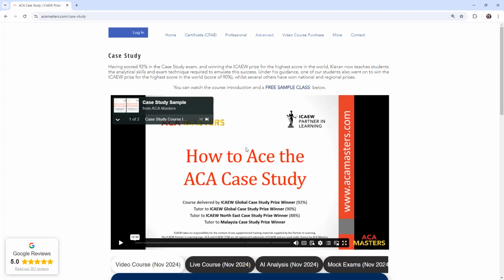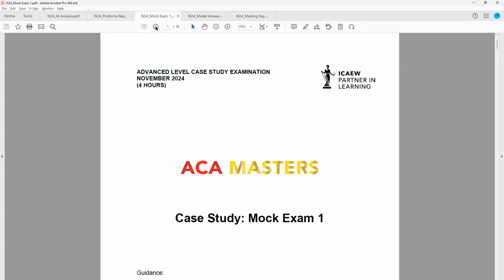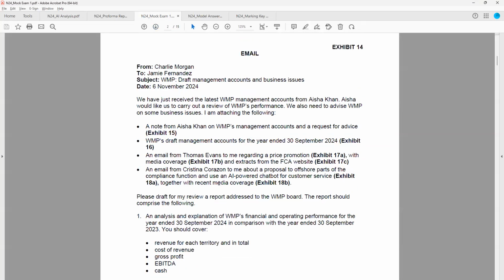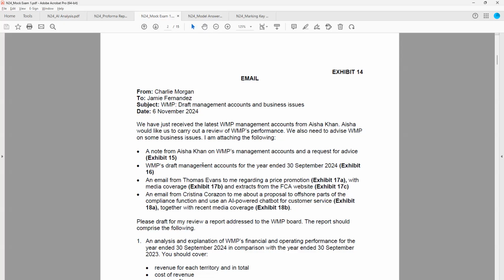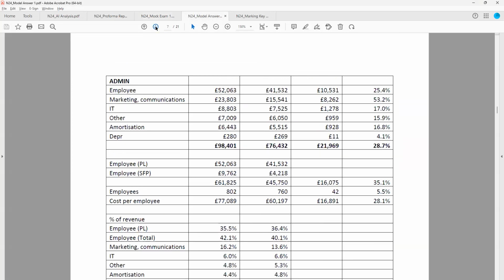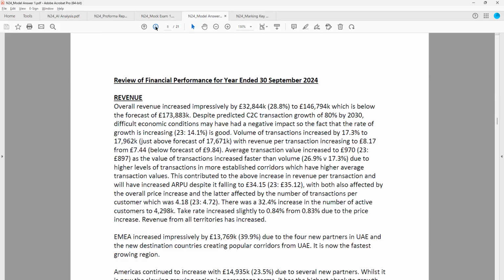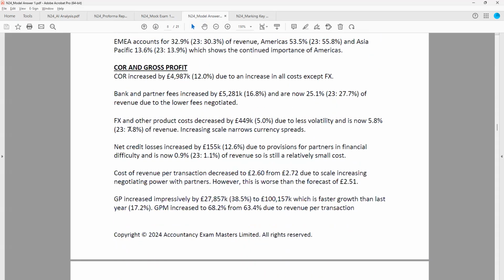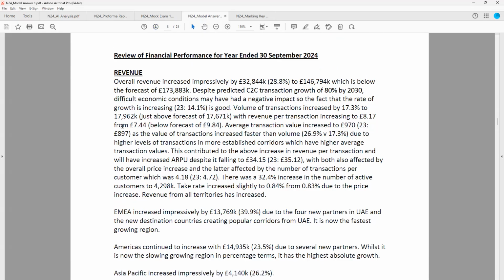During this class, I'll be working through our first mock exam, and I'll be explaining how you should have interpreted the requirements and how you should have used the exam paper information in order to answer the requirement. I'll demonstrate everything that you need to do: how you should structure and approach the appendix, how you should approach each section of the report, the type of points you should include in each section, and how you should write your points in the exam.